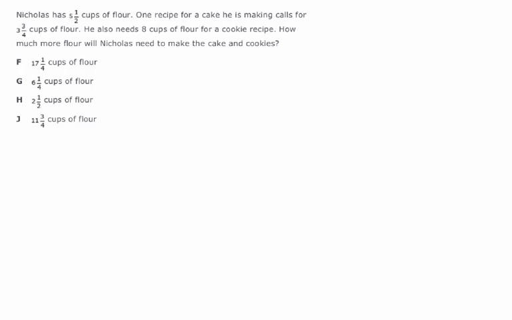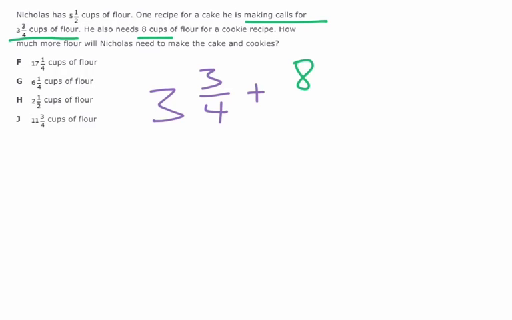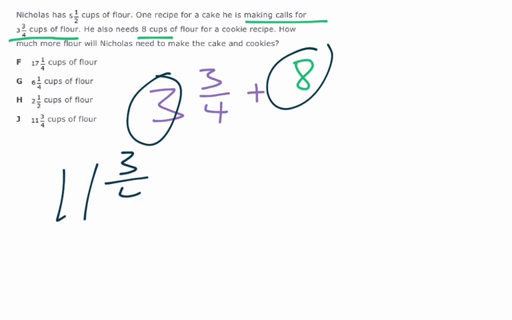So we know he already has 5½ cups, but we need to know what the total is that he will need. It calls for 3 3/4 cups of flour right there. I didn't really underline that well. And then he also needs 8 cups. So we can add 3 3/4 to 8. If you just do that, you can add the whole numbers, 3 and 8, which would get you 11. And then the leftover would be 3/4. So the quick way is to do it that way.